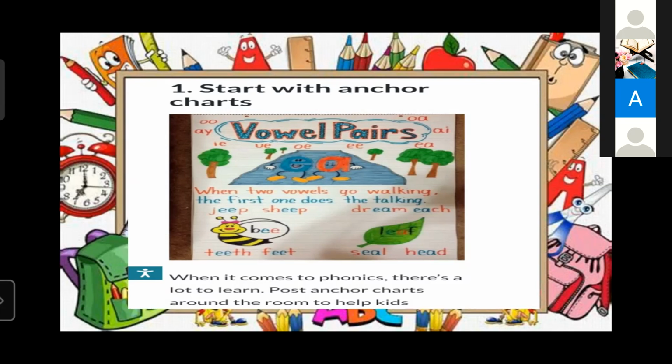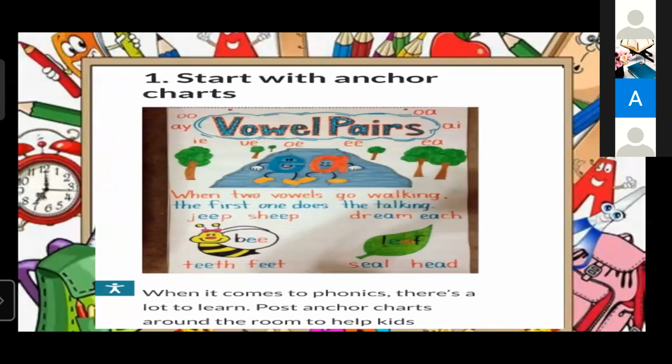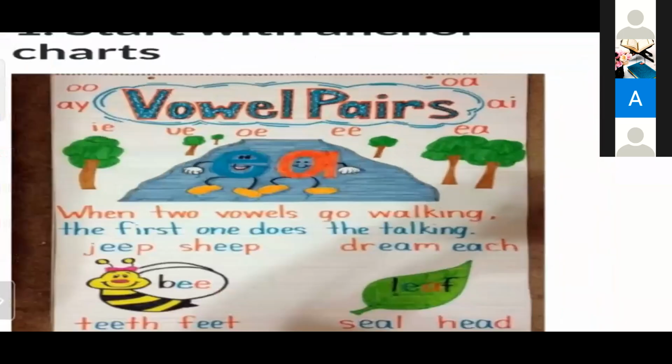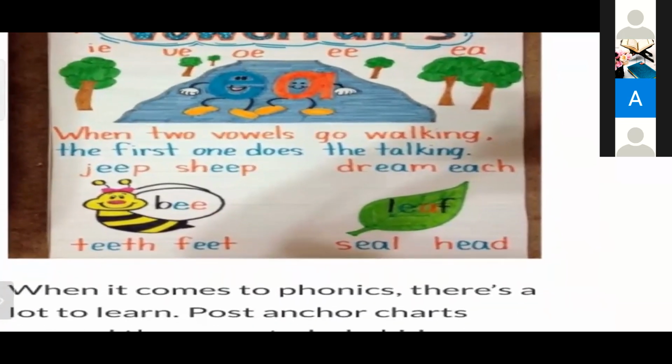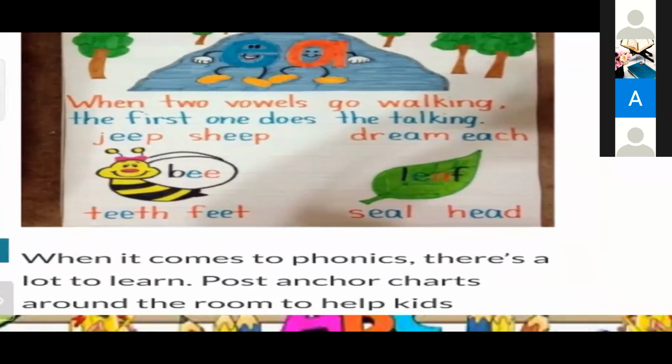So here, this is an anchor chart of vowel pairs. We have IE, we have UE, we have OE, we have double E, we have EA. And if you look carefully, you can find a Y and so on. So here, vowel pairs, not only one vowel, but words with more than one vowel. So when two vowels go walking, you can help them write the rule. The first one does the talking. This is a rule. And do you remember the previous song? When we say, I do the job and I stay calm. Yeah. So here we have jeep, sheep, dream, each, bee, teeth, feet, and so on.